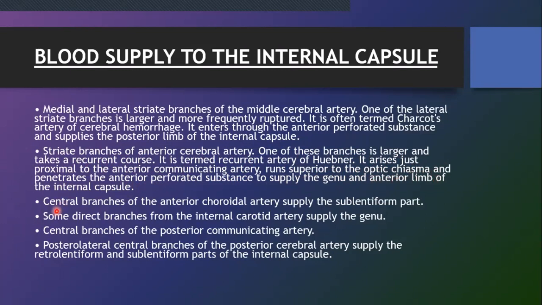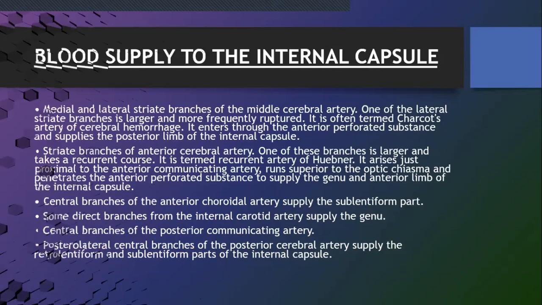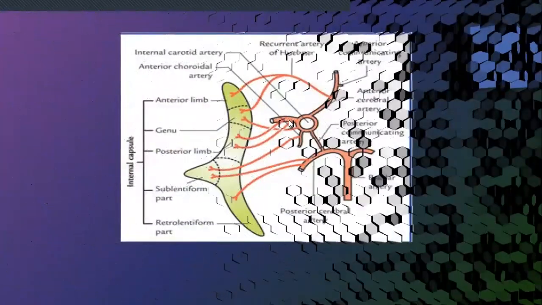We also have central branches of the anterior choroidal artery supplying the sublentiform part. Then you have direct branches from the internal carotid artery which supply the genu. We also have central branches of the posterior communicating artery. Then we have posterolateral central branches of the posterior cerebral artery which usually supply the retrolentiform and the sublentiform parts of the internal capsule. Maybe a diagram will help some of you.